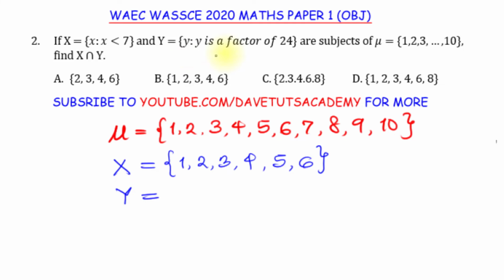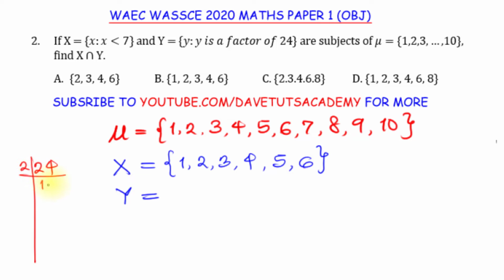We are told that Y is defined so that Y is a factor of 24. So we need to ask ourselves, what are the factors of 24? So we want to find the factors of 24. Okay, so we can use numbers that we know can be used to divide 24.